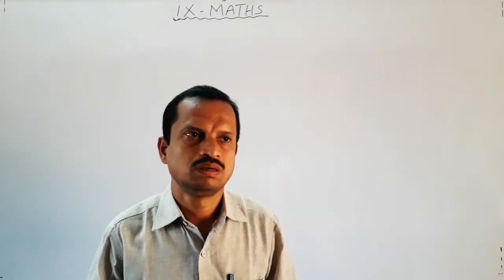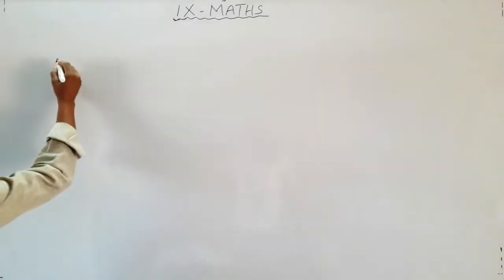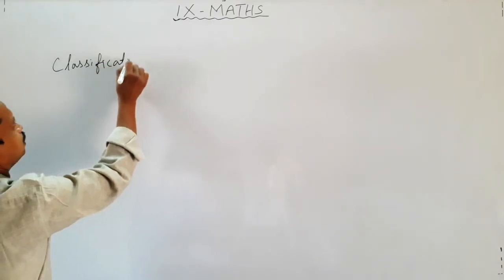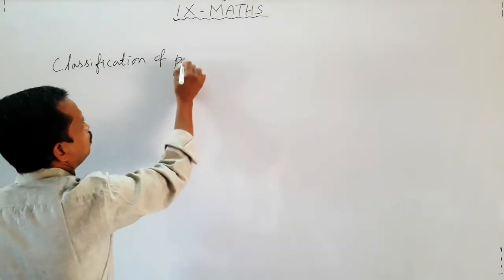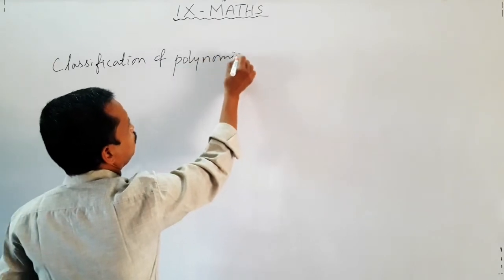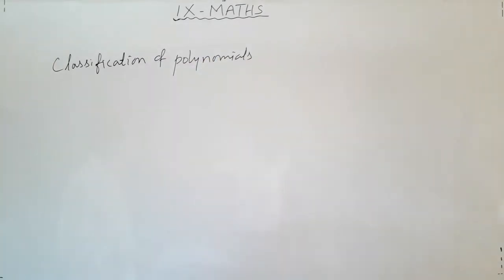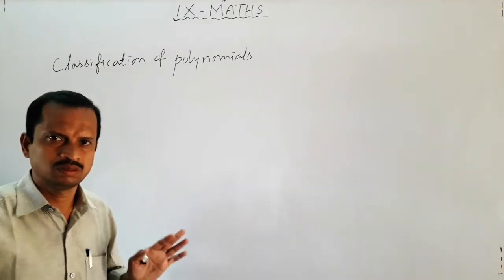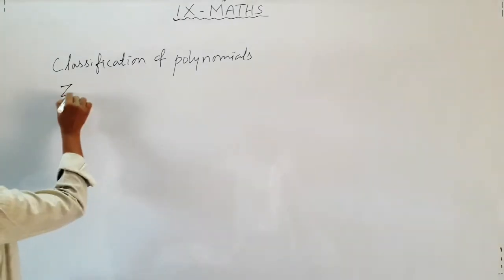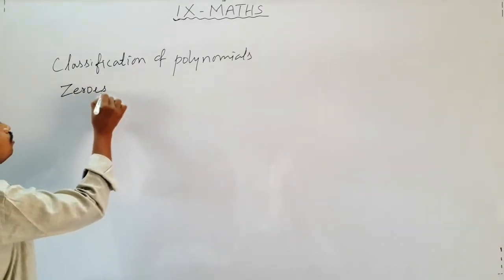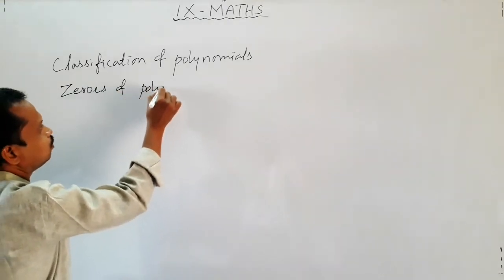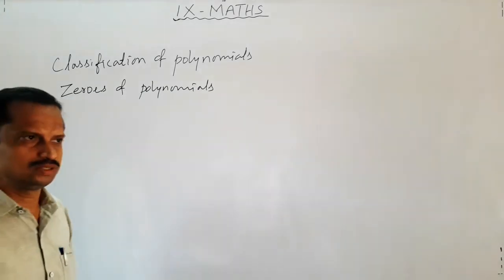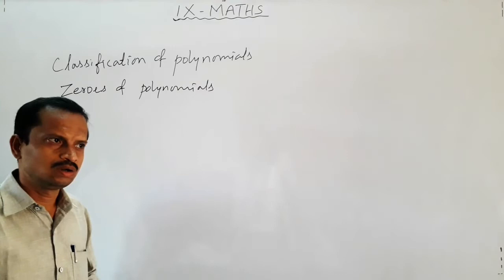So here first we have completed the classification of polynomials. Okay, classification of polynomials. That was the first topic. Under that, Ch-2.1 finished. Next, zeros of polynomials. Okay, this also we have finished. This is under the exercise 2.2.